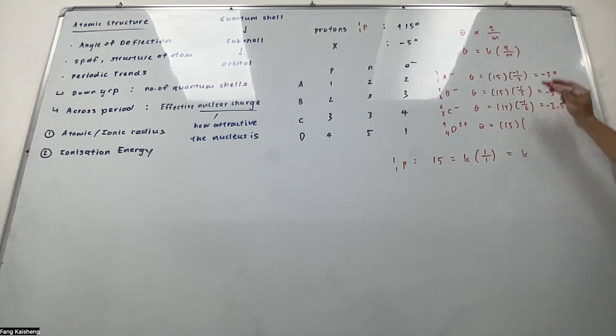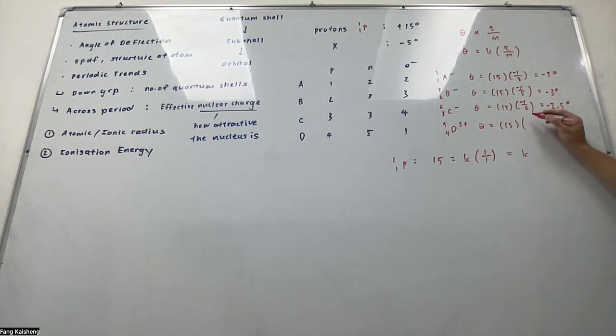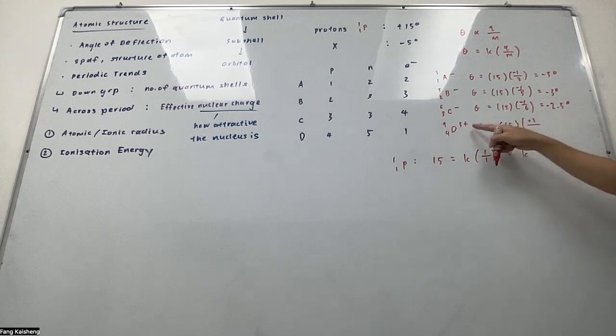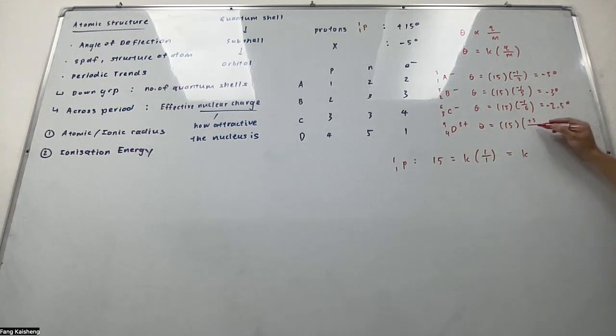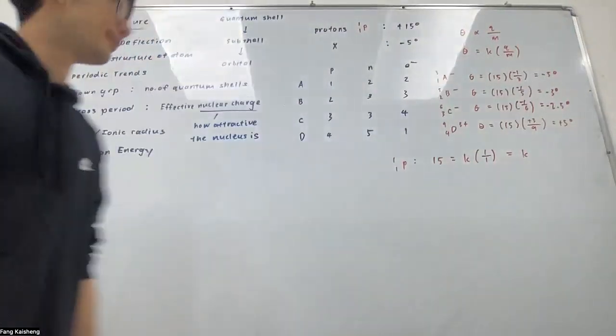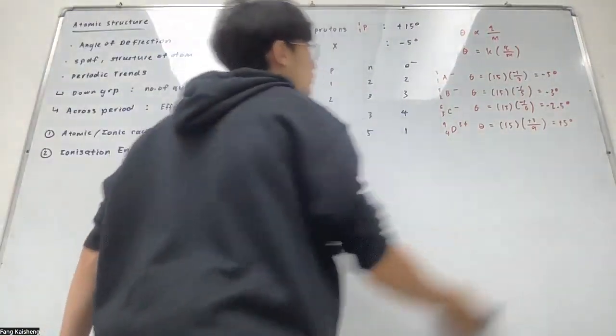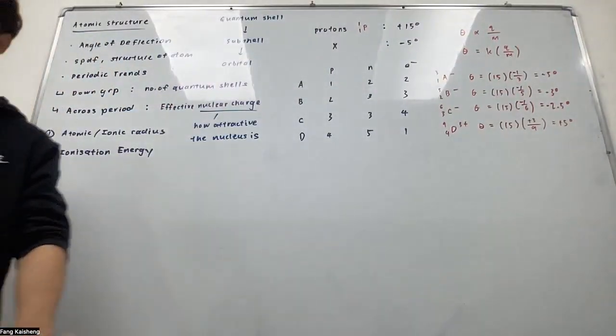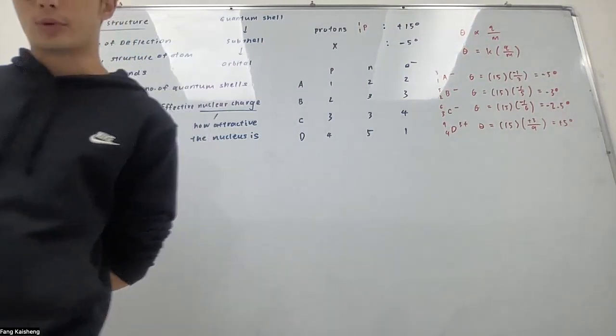K is 15. The charge in this case is what? +3. Yeah, you have to look at the overall charge, not the proton. I made a mistake just now. 3 over 9, which in this case is also 5 degrees, but positive 5 degrees. You can see that? Calculate for everything. With that said, turn over to question 2. We're going to do this question.